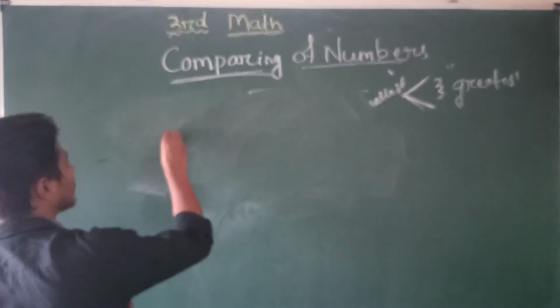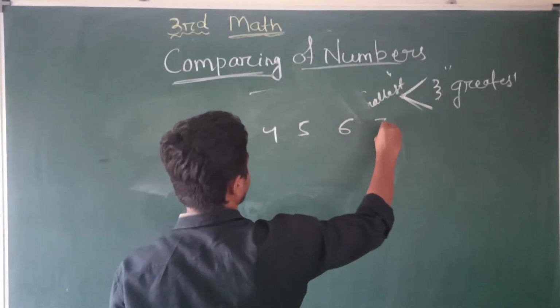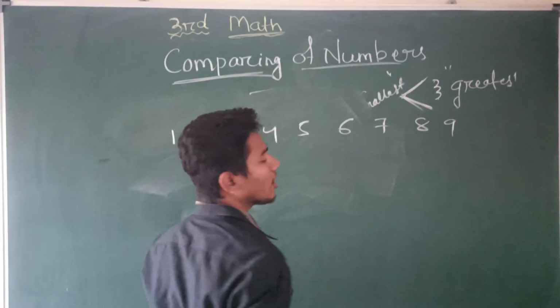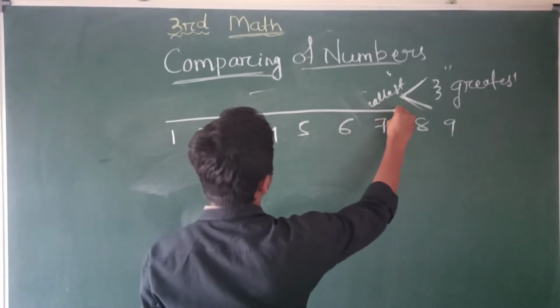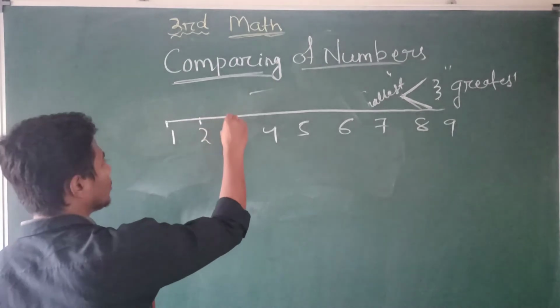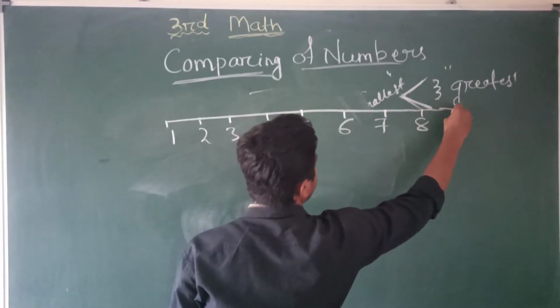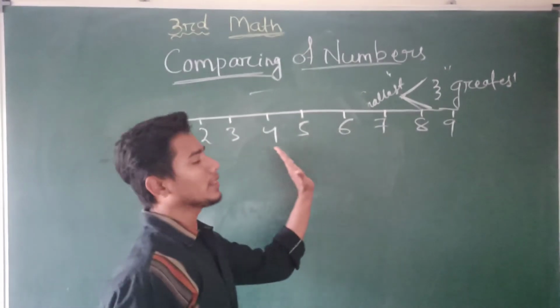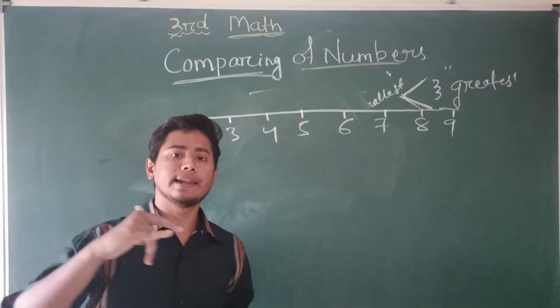If I write 1, 2, 3, 4, 5, 6, 7, 8, 9, these numbers are right. If I place these numbers in a line, this is called a number line. Here 1, here 2, here 3, 4, 5, 6, 7, 8 and 9. So I placed all the numbers in a line. This is called a number line. You can represent the numbers in a line.